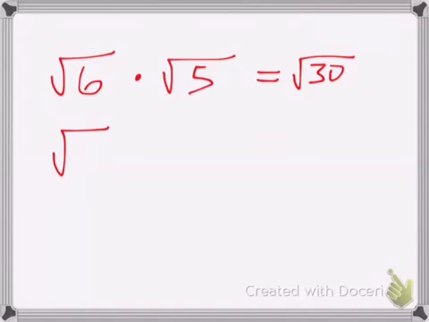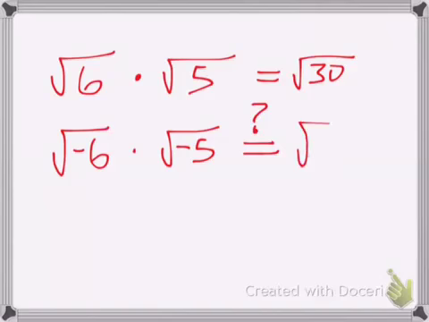If I have the square root of negative 6 times the square root of negative 5, does that equal the square root of 30? If we're just following our normal rules, then the answer would be yes, right? Okay, but the answer is no. It's not. They're not equal to each other.